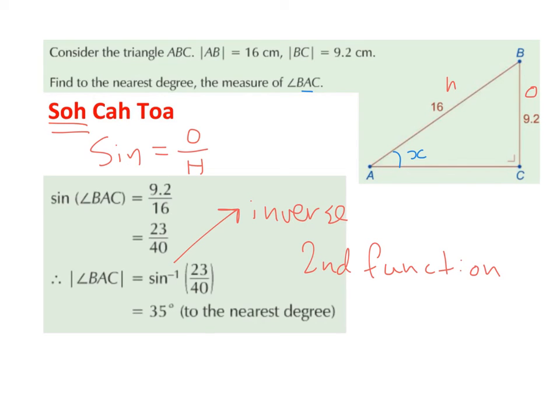So it's very, very important. When we do not know the angle, we must use the inverse, which is sine minus 1 in this case. And to get the inverse of sine, cosine, or tan, we press the second function button on the calculator.